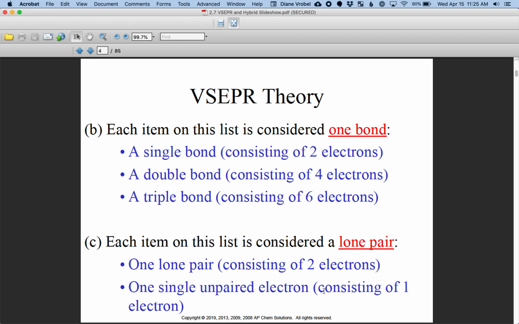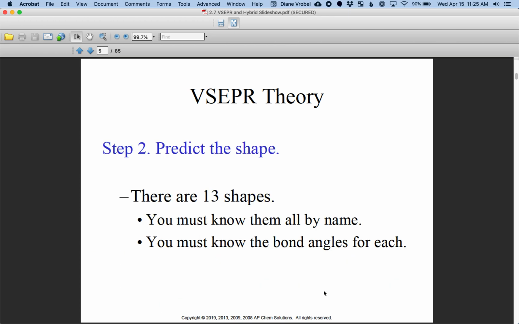We also say that if there is a lone pair, the lone pair typically is two electrons. Occasionally, you will see what we call a radical, which is a single unpaired electron. That's not the norm. Okay, so after counting the charge clouds, we want to predict the shapes. Now there are 13 shapes, so it's good to take a look at the summary page of all these different shapes and know their names and know the bond angles for them.